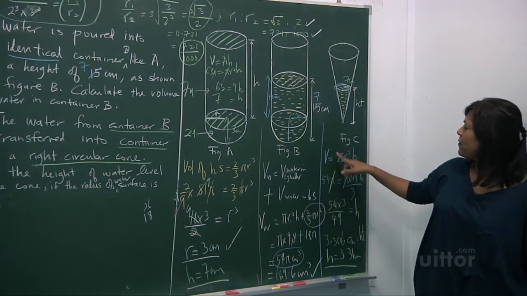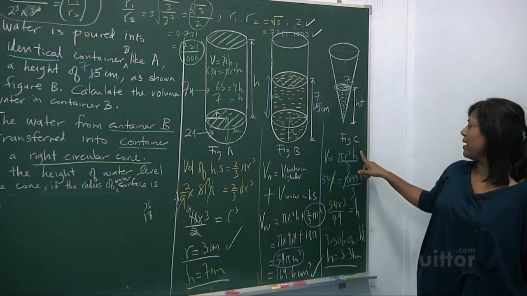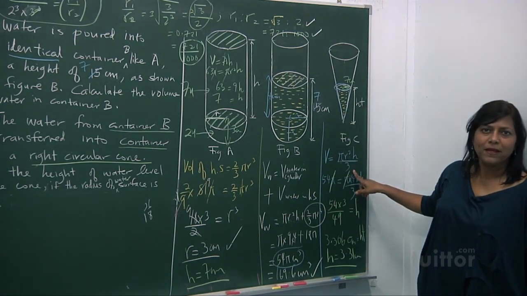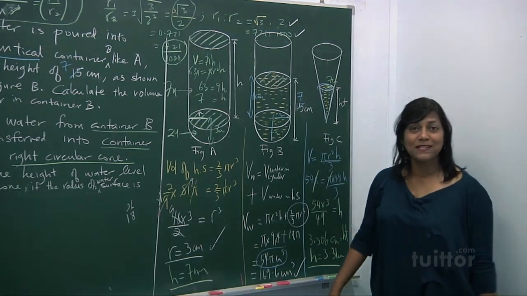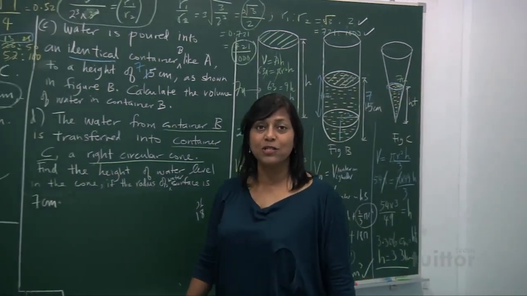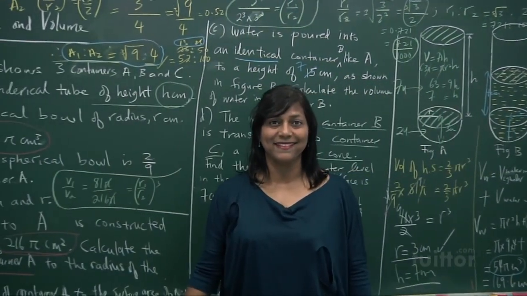And so what is 54 pi? Pi r squared h over 3. And then we work it out. Alright? So much for this sum. And we move on to question 2 courageously.